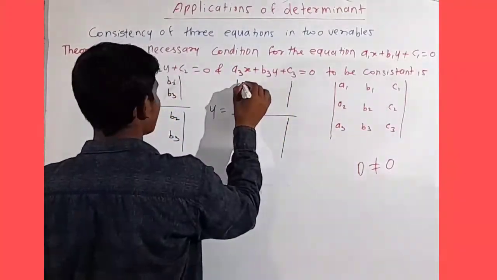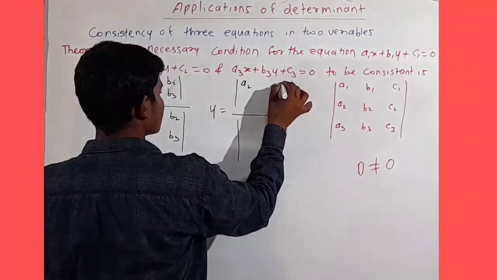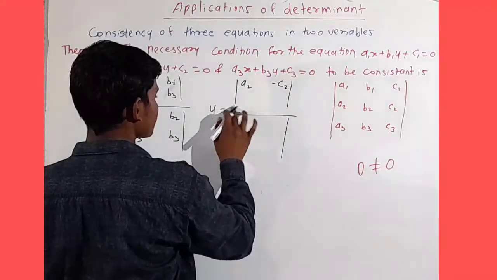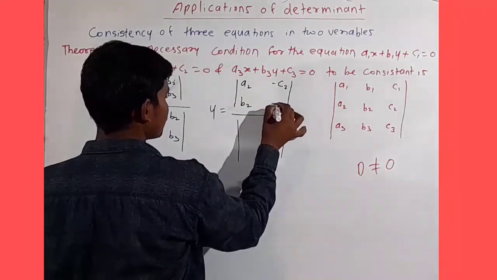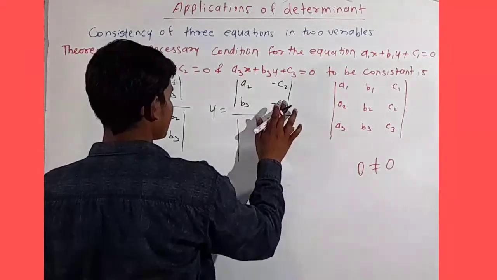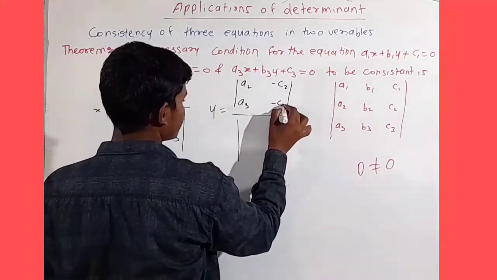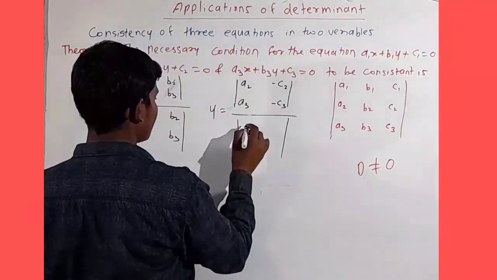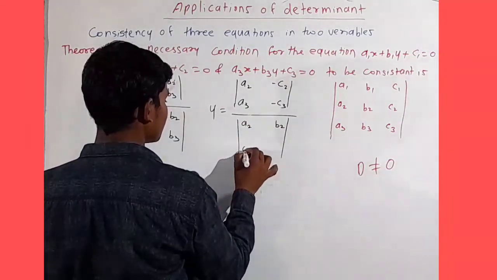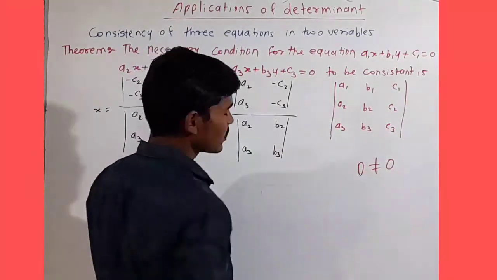And for y, we have the determinant with a2, minus c2, a3, minus c3, divided by the determinant a2, b2, a3, b3.